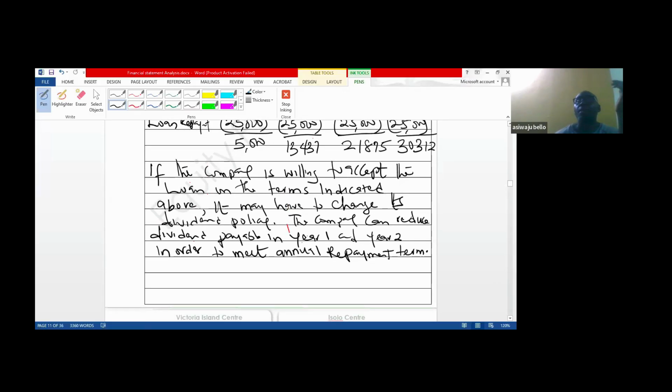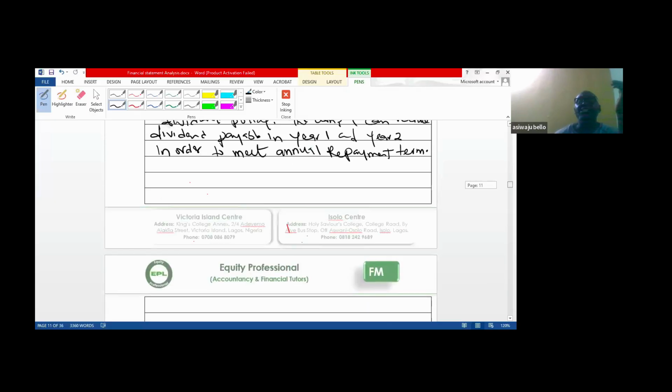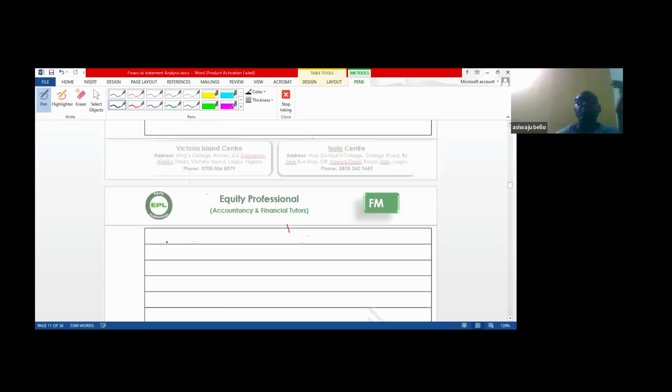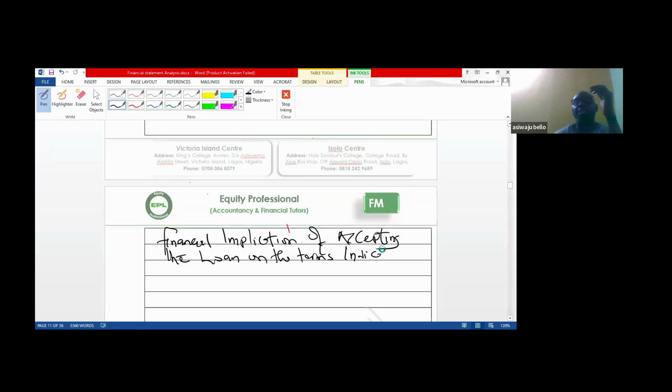Lastly, financial implication. Financial implication of accepting the loan on the terms indicated above.